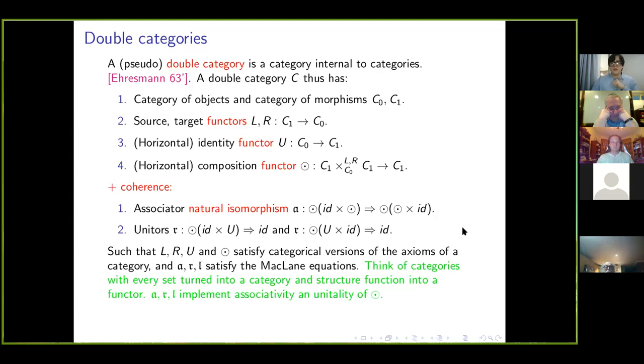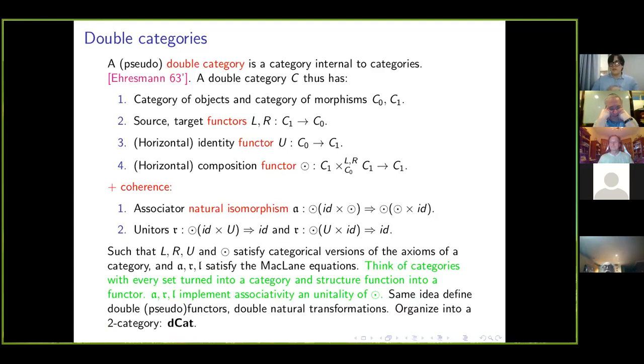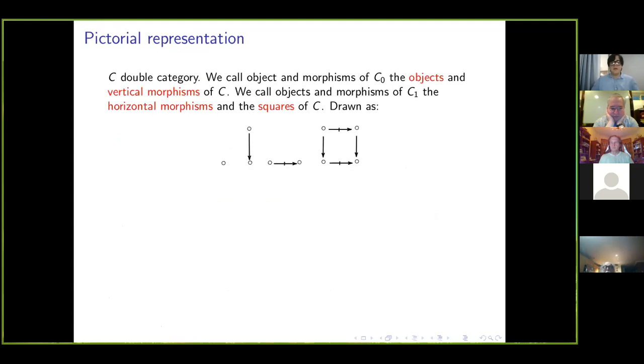Okay, so these are double categories. We can use this idea of thinking of sets as categories, or promoting sets to categories and functions to functors, or classes to categories and functions to functors, to define in the obvious way double functors or double pseudofunctors or double lax pseudofunctors and double natural transformations. These are not important. The important thing is that we organize double categories into a two category. So I thought I could assume what two categories are, but I'll say what this is in a minute.